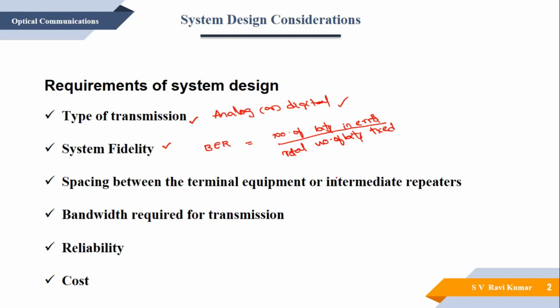And the next one is the spacing between terminal equipment or repeaters, how many intermediate repeaters you are using, and the bandwidth required for transmission, and reliability. Reliability means the system should be able to adapt to new technology and new data rates. And the cost. Cost must also be considered because it is very important while designing any system. Generally, when you take cost effectiveness, you must consider installation cost and components cost. All these are to be considered.